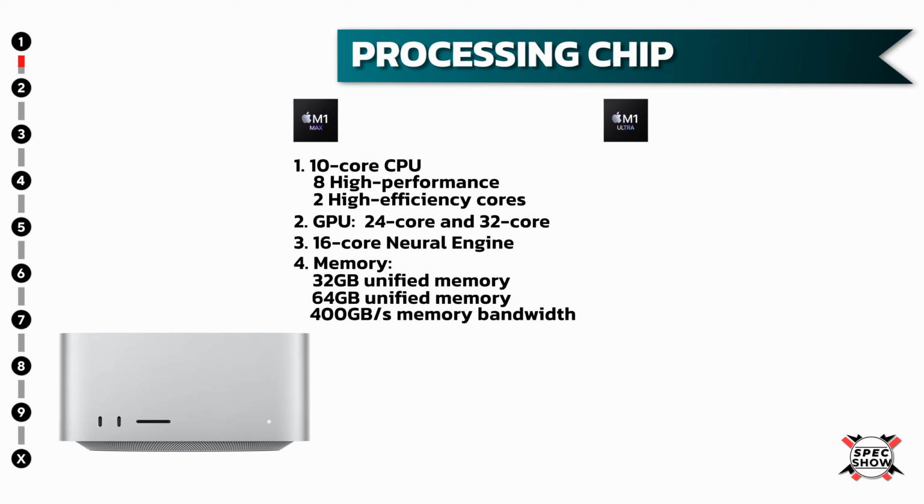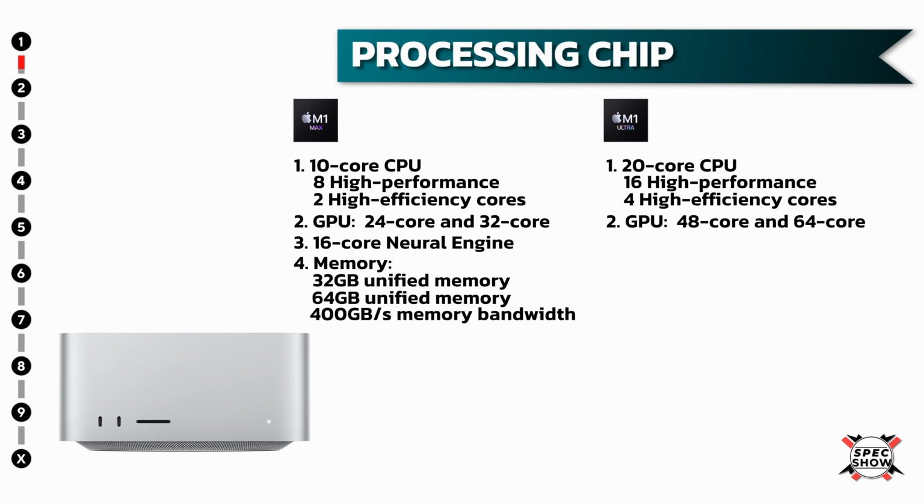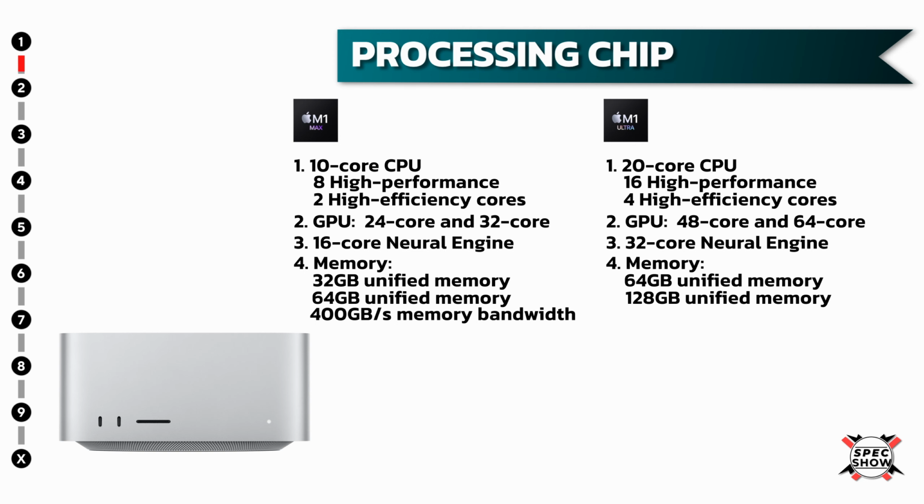Now talking of the M1 Ultra. M1 Ultra arrives with a whopping powerful 20-core CPU, which consists of 16 high-performance and 4 high-efficiency cores. And talking about GPU, M1 Ultra comes in two variants, 48 cores and 64 cores. Following, we get a 32-core neural engine. And finally, speaking of memory, M1 Ultra can be configured with either 64GB unified memory or 128GB unified memory, both having 800GB per second memory bandwidth.